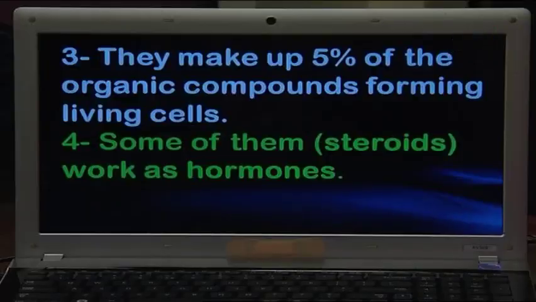Also, as we studied, lipids are present in the membrane of the cell, whether the cell membrane of the plant cell or of the animal cell, which is made of phospholipids, complex lipids. Third, they make up 5% of the organic compounds forming living organisms. Some of them, steroids, work as hormones.